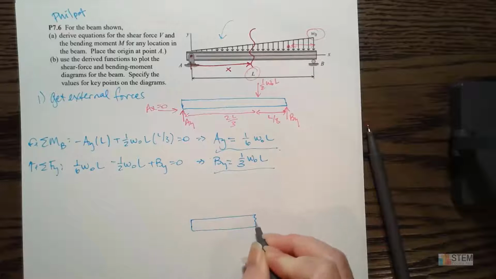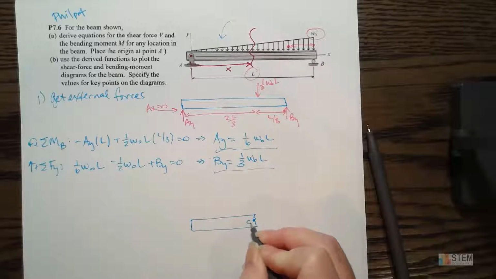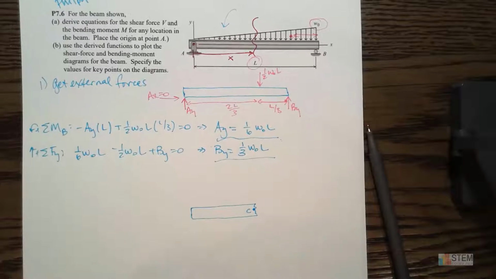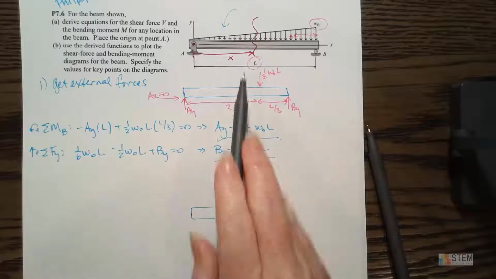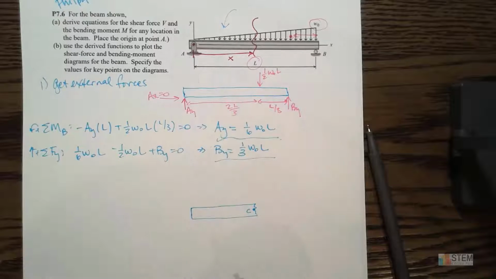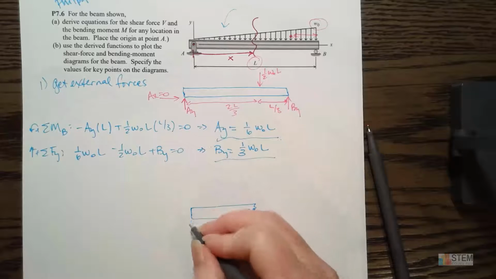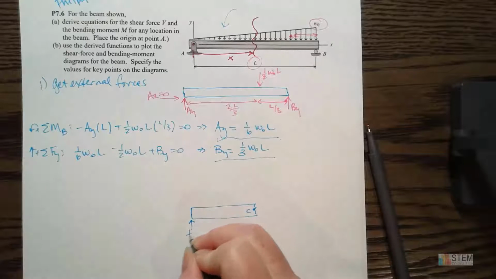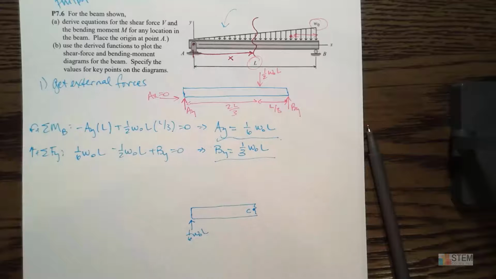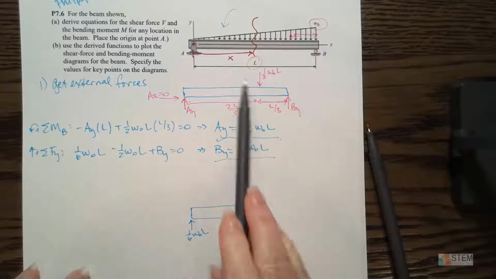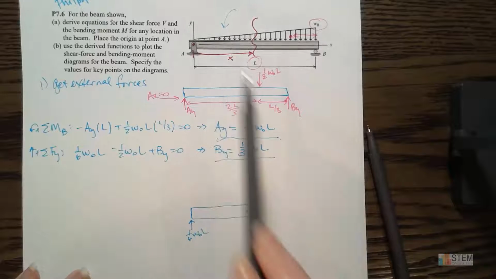All right, so you can see where I cut it. I always put a point C here where it's been cut. Now I need all the forces to the left of that line, so that means I need AY. So that's the 1/6 W0 L, and I have this distributed load up here, right?